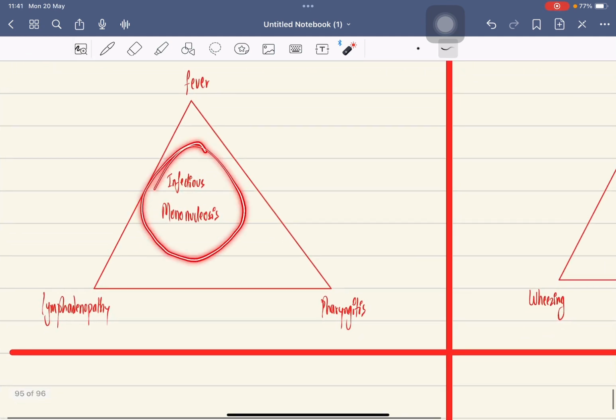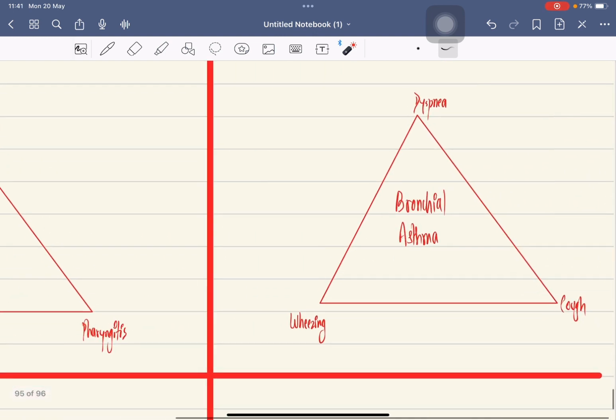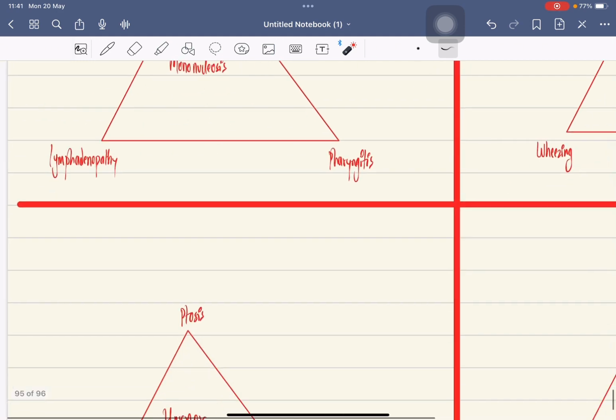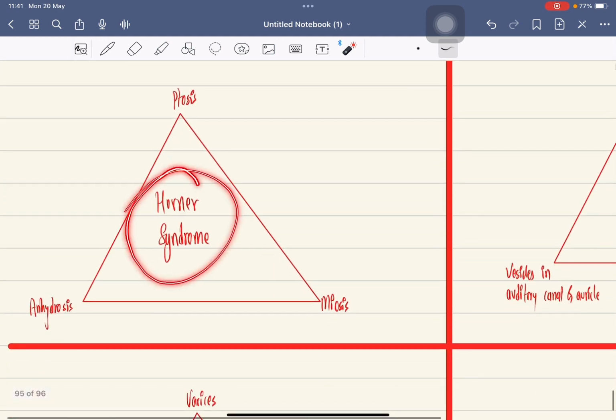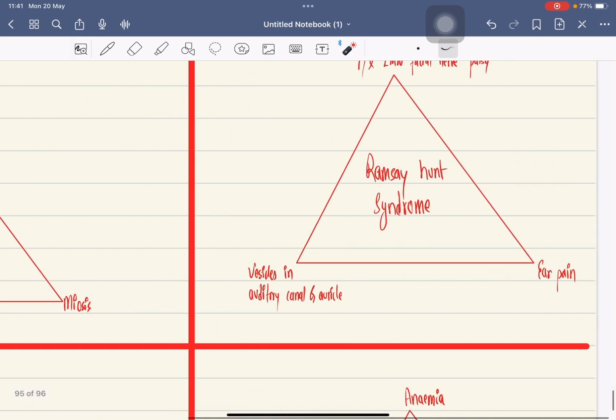Next, we have infectious mononucleosis, which consists of fever, lymphadenopathy, and pharyngitis. Next, we have bronchial asthma, which consists of dyspnea, wheezing, and cough. Next, we have Horner syndrome, which consists of ptosis, anhidrosis, and miosis.